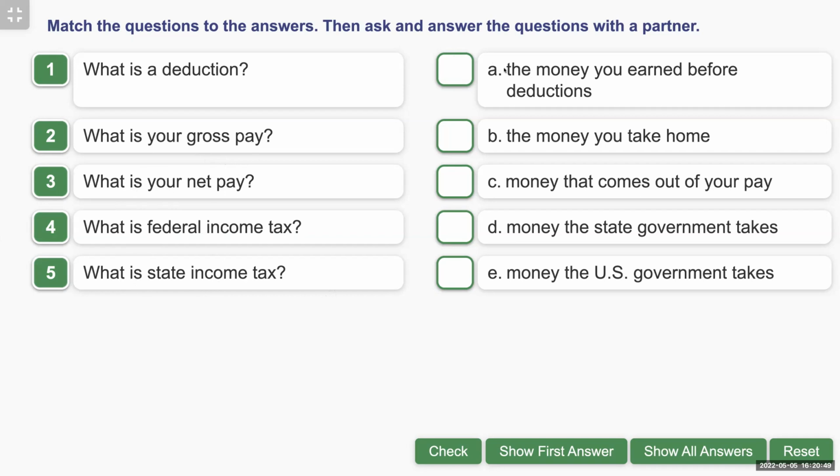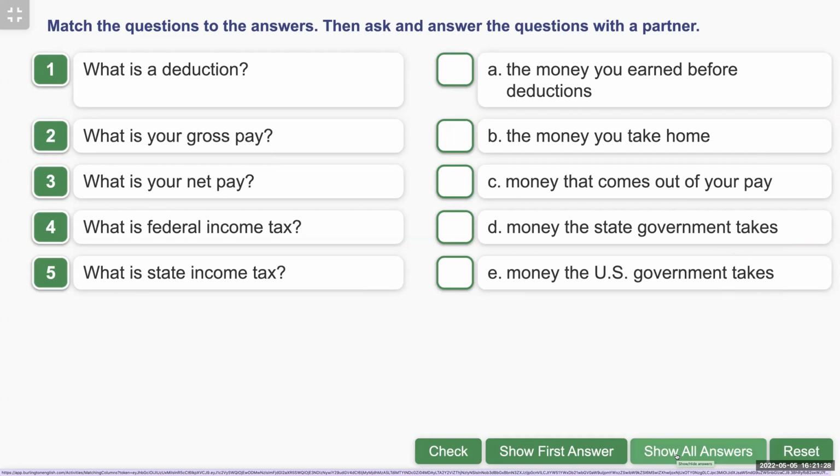Looking at the choices: A, the money you earn before deductions. B, the money you take home. C, money that comes out of your pay. D, money the state government takes. And E, money the US government takes. Please pause. Do not continue, because I'm going to show you all the answers right now. Try to do this first, and then you can see the answers.